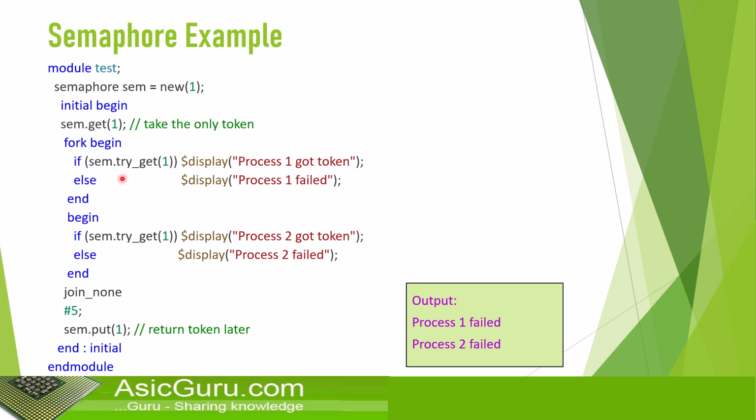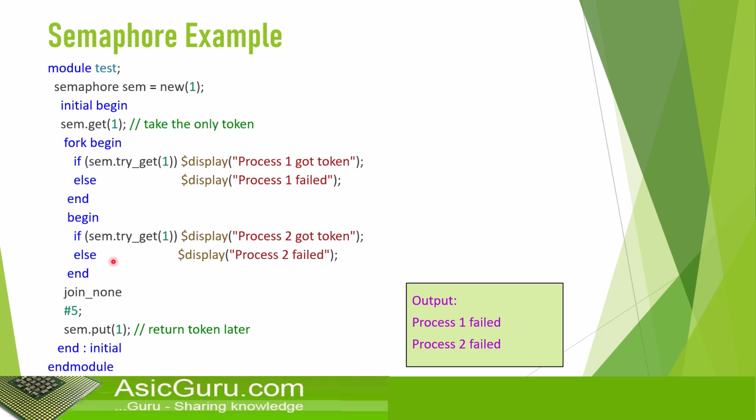So inside the first process, we are trying to get the key using the try-get statement. But since there are no keys left with the semaphore, the process fails and it displays process 1 failed. Because we have used the try get method, it won't wait for the key to become available. It simply returns 0 and displays this statement, process 1 failed.